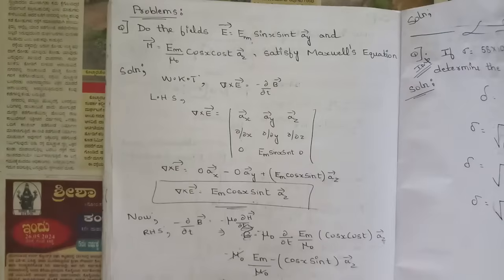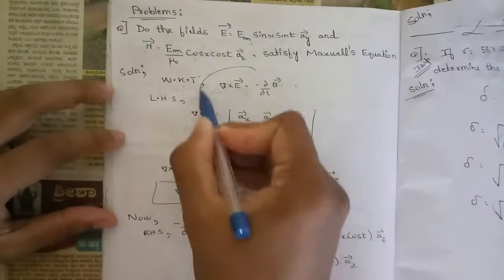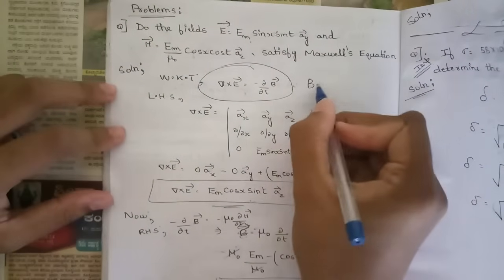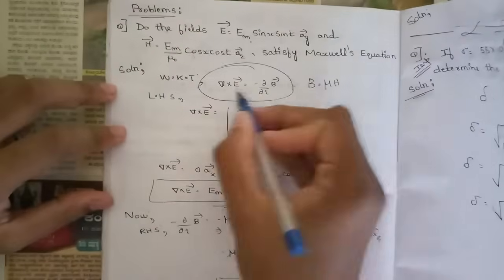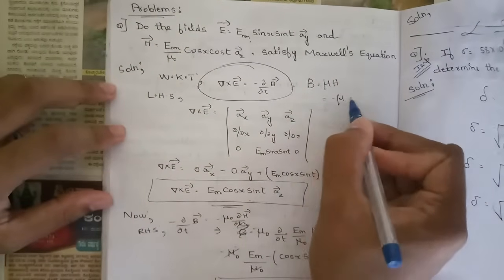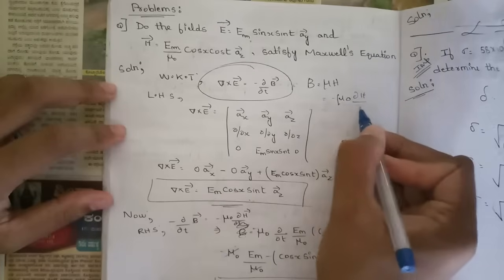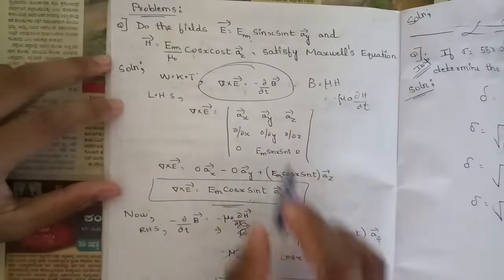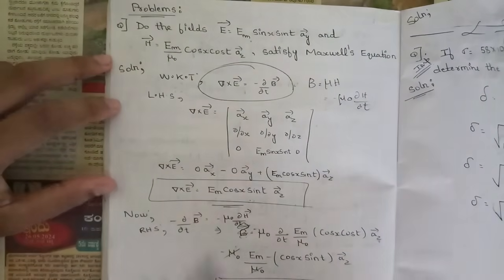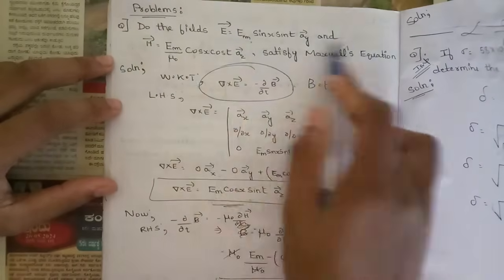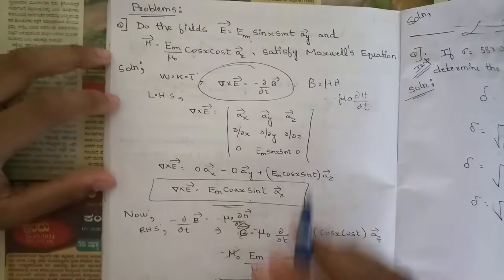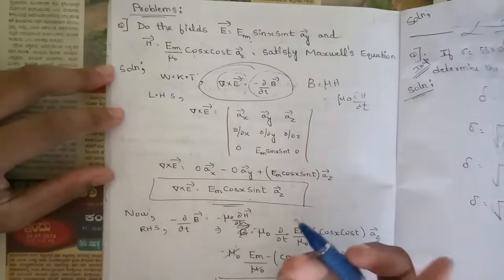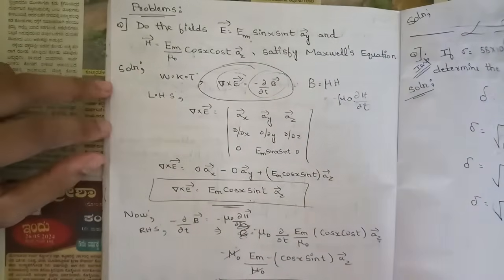We have one Maxwell's equation relating E and H, that is del cross E = -∂B/∂t. Since B = μH, del cross E = -μ0 ∂H/∂t. Okay, so this is the Maxwell's equation where we have the relationship between E and H. For this equation, substitute the values of E and H, and we need to check for LHS equal to RHS. When we get these two as equal, we can say that this satisfies Maxwell's equation.